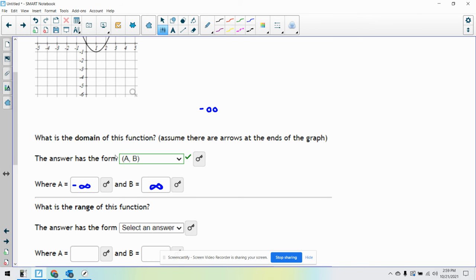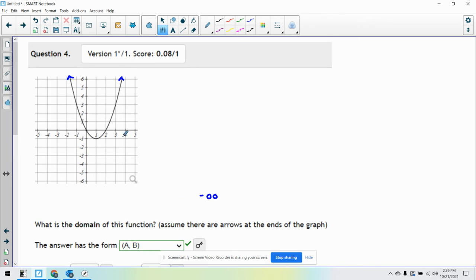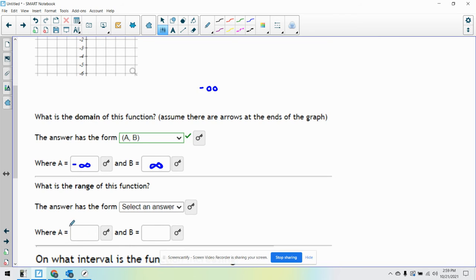What is the range? Well, how far down does it go? It goes down as low as -1. So it's going to start at -1, and it's going up forever, so it's going to go up to infinity. It actually hits -1. So this is going to have a bracket, and the infinities always have a parentheses. So this will look like this, from A to B, like that.